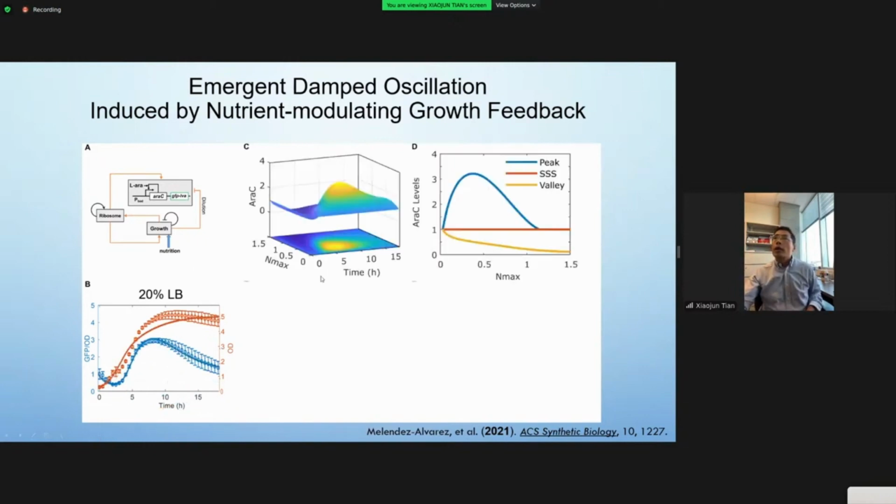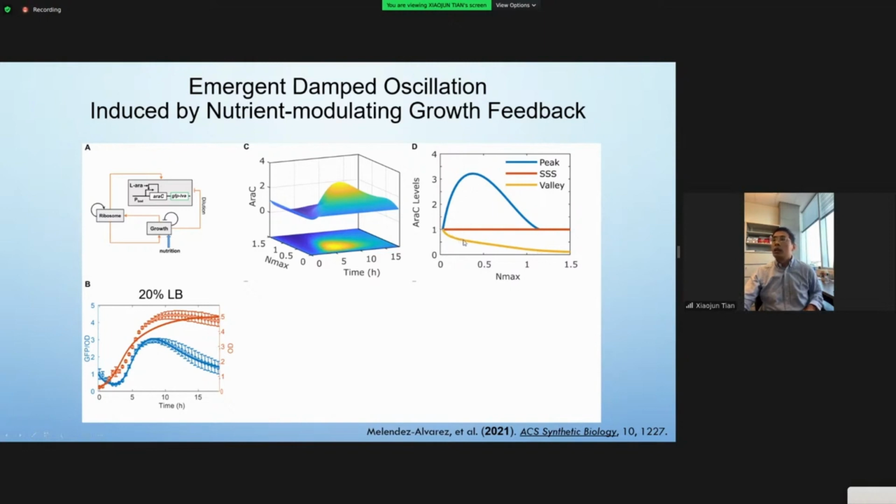And then we did additional analysis by changing the nutrition level systematically. In the model, we changed the Mmax, that is the maximum cell density. The cell will be saturated at this number, and that is determined by the nutrition level. We predict that in some range of Mmax, we could have oscillatory behavior. We have a peak and we have a valley.